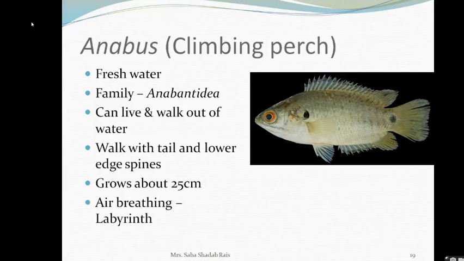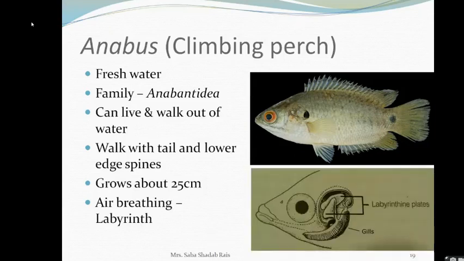Interestingly, when they walk, how do they take air? So they are air breathing, and they have a special accessory organ which is called the labyrinth. That's why they are also called labyrinthine fishes. Now, the presence of the labyrinthine organ. These are the labyrinthine organs. These are the special labyrinthine plates which help them to breathe outside.